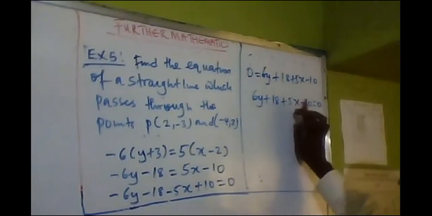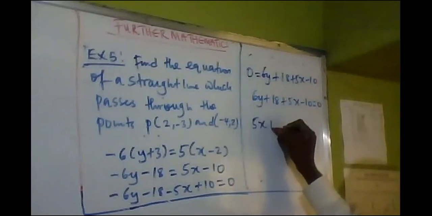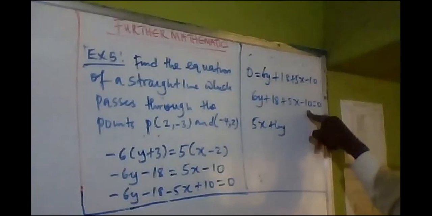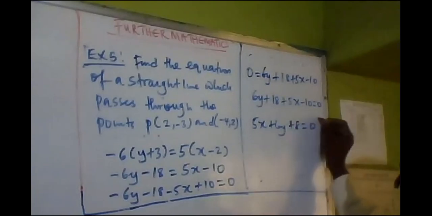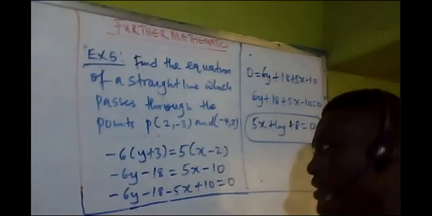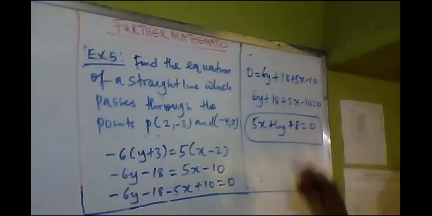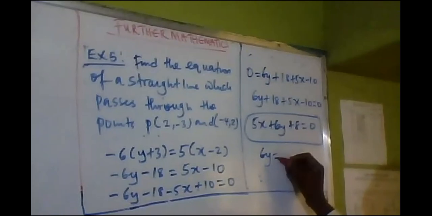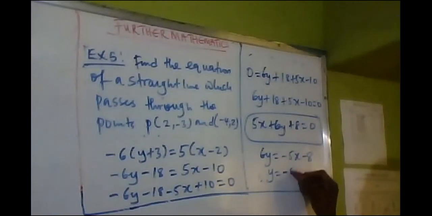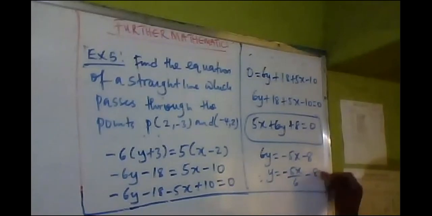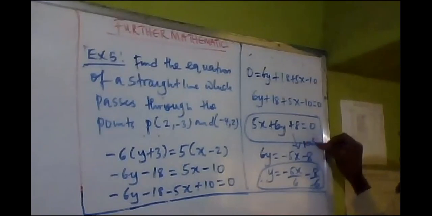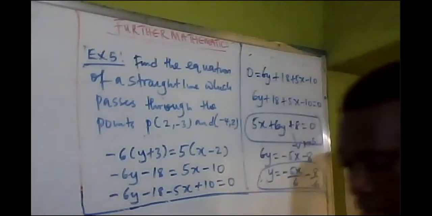Arranging it very well, let's start with 5x. 5x plus 6y. 18 minus 10 will give us plus 8 equal to 0. This is our answer. You can decide to put it in gradient intercept form by saying 6y is equal to minus 5x minus 8. So y will now give me minus 5x over 6 minus 8 over 6. This is another way of putting your answer, but this is my favorite way of placing your answer.